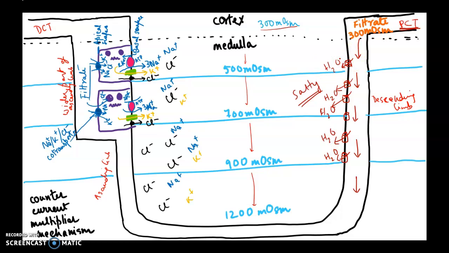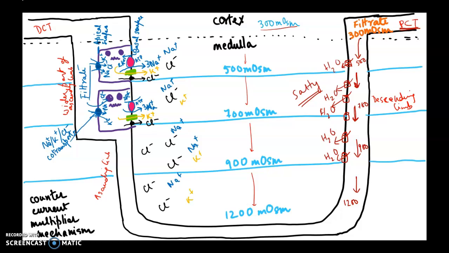Does that make sense? And how much water will come out? Well, water will come out until here it becomes 500. Come out 700, come out 900, come out 1200. The idea is the filtrate that is moving down the descending limb will keep losing water until it becomes isotonic with the interstitial space.